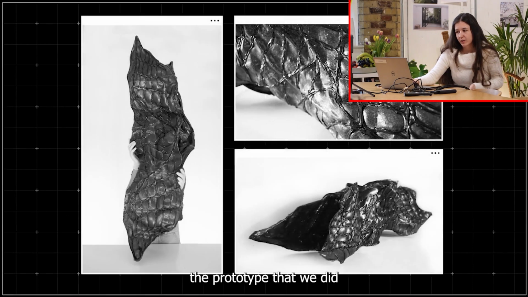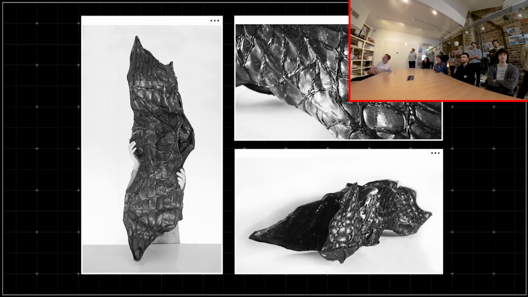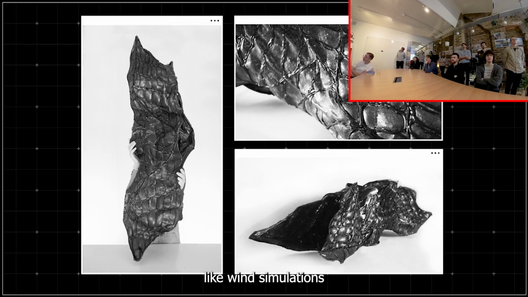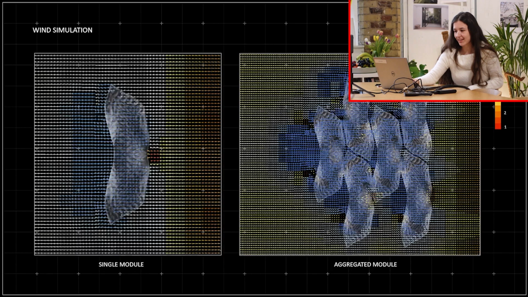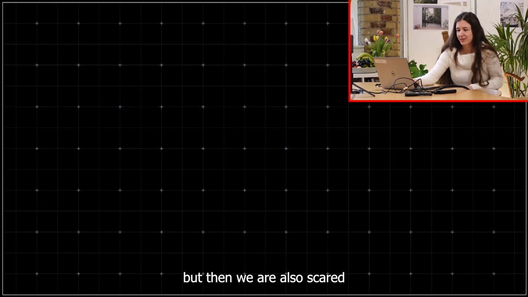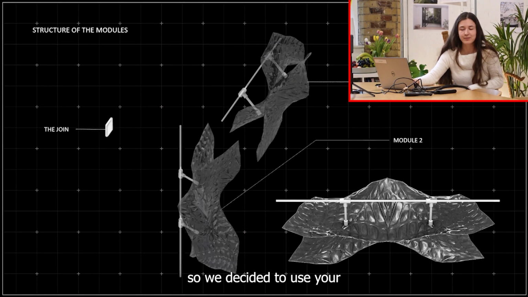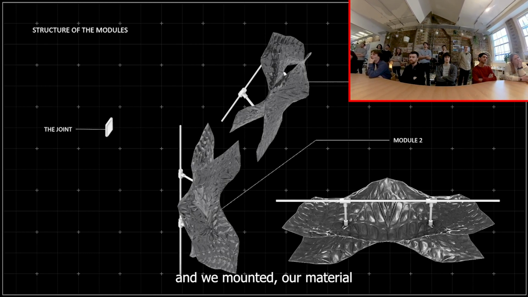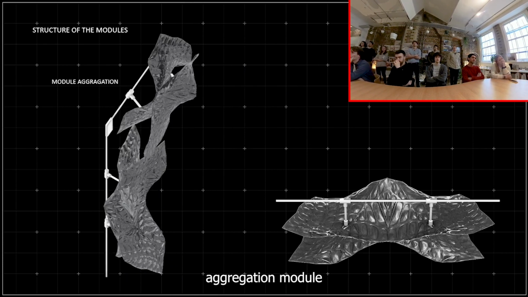Here are some pictures of the prototype that we did. And we also did wind simulations, trying to understand how the wind will flow through it. But then we were also scared that the tube kind of creates a strong wind inside. So we needed a proper support structure. So we decided to use steel, and we mounted our material, the panels, to steel, and then created this aggregation module.